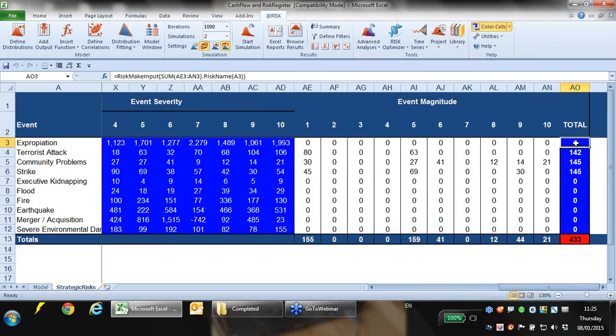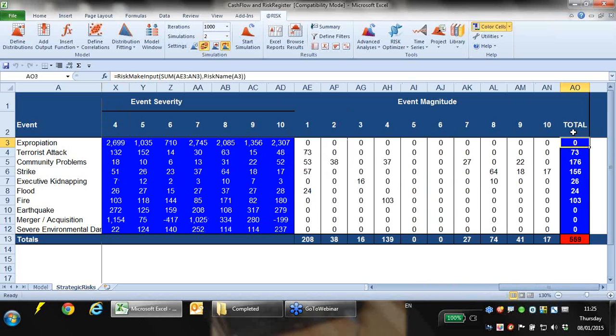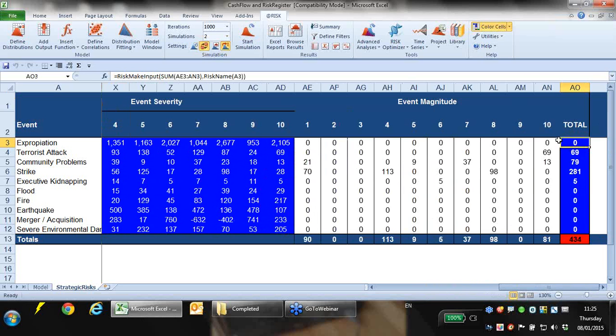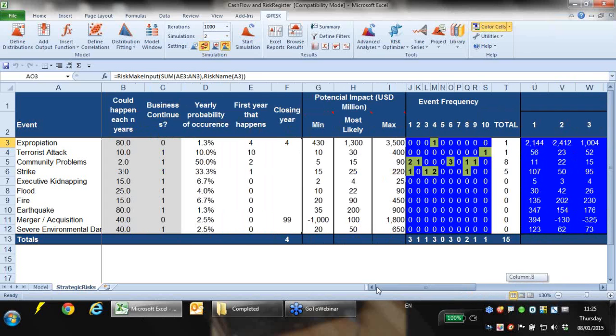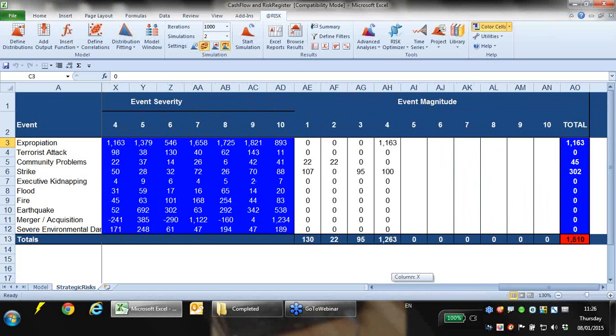And just like my model before, we've got this conditional relationship. So if the risk doesn't occur, then it doesn't get counted. If it does occur, then it does get counted. So if we look at this top one here, this expropriation, if expropriation occurs, then what we're saying is that the business doesn't continue. And so here it's being simulated as happening in the 4th year, and so after year 4, none of the other risks occur because the big risk, the expropriation, has already happened.